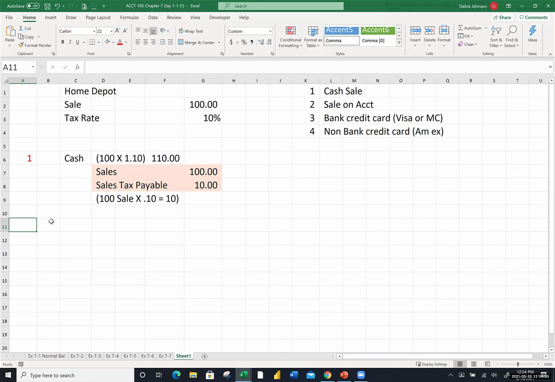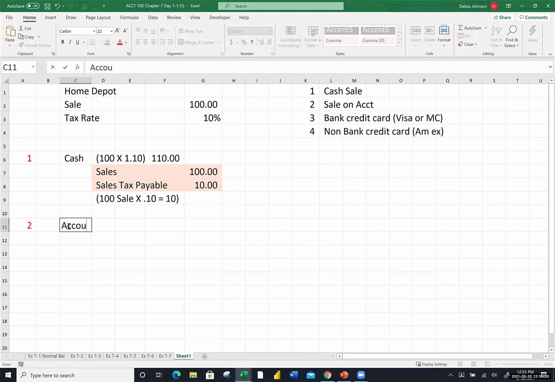Okay, so same exact sale, but this time, let's say we're a construction company, and so we just have an open account with Home Depot. Home Depot does this often. They'll run your credit and they say, okay, we'll loan you, you can buy up to $20,000 worth of stuff. You have a $20,000 line of credit. So this time Home Depot sells it on account.